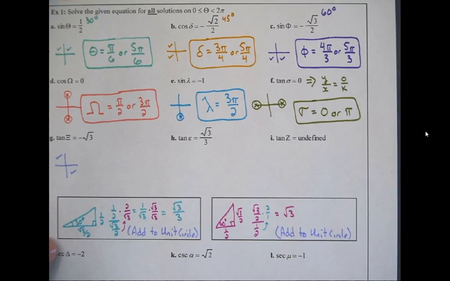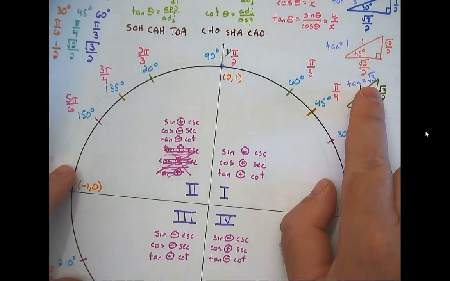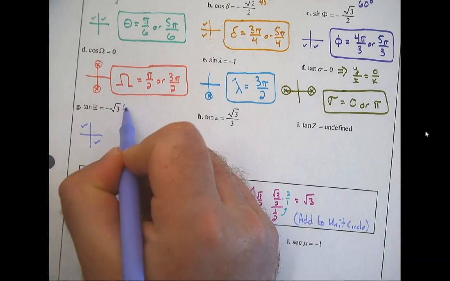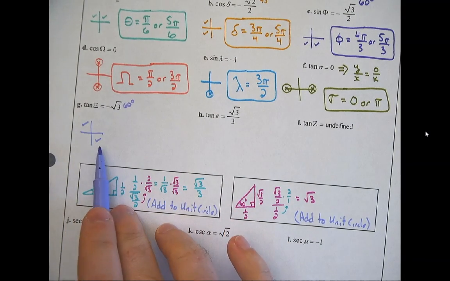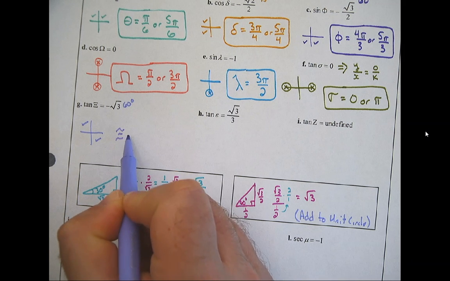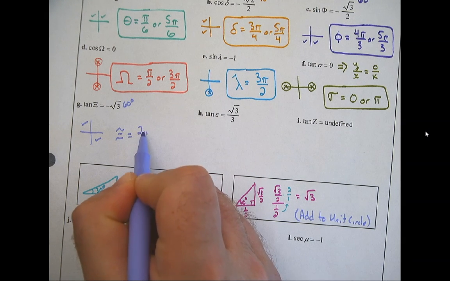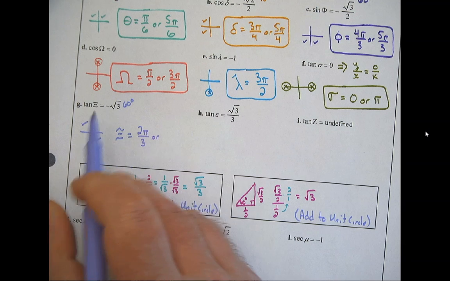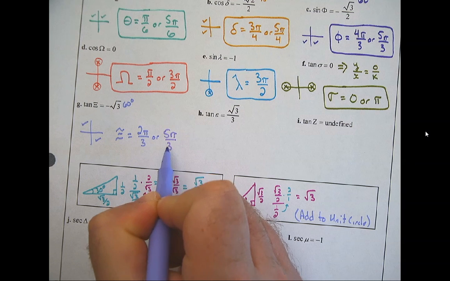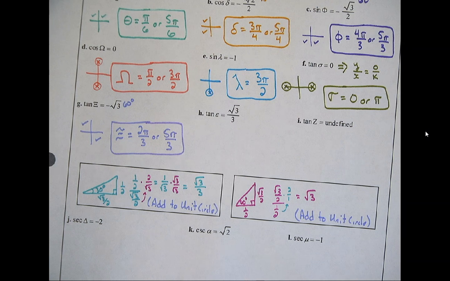So, coming back to this example, tangent is negative square root 3. So the tangent that's square root 3 is going to be the 60. So this is a 60. So the 60 degrees that are in those two sections, we would get xi is equal to, what would that be, 2 pi over 3? Or 5 pi over 3? Yeah, 5 pi over 3. Let's have you try the next one.